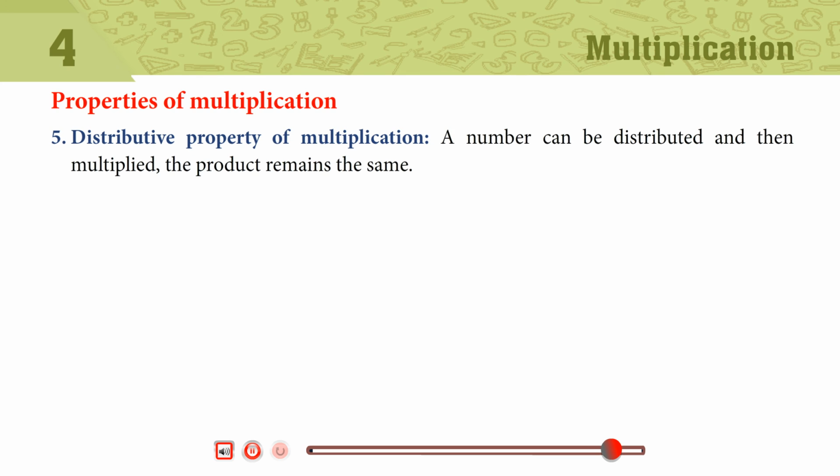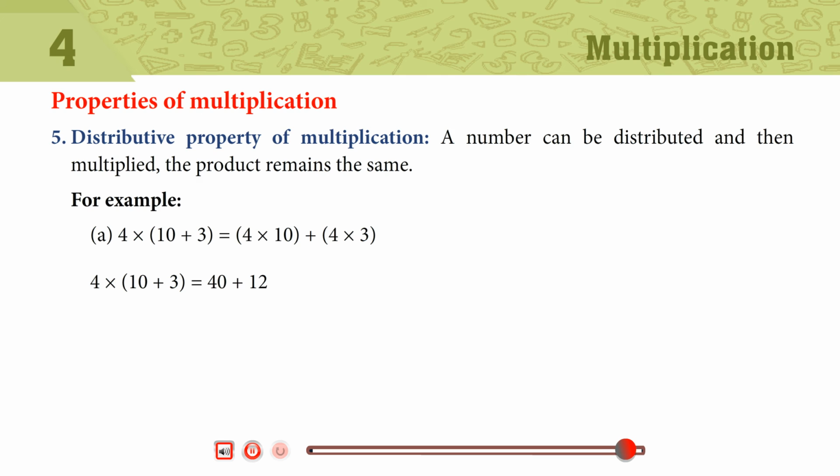5. Distributive property of multiplication. A number can be distributed and then multiplied. The product remains the same. For example, 4 into (10 plus 3) is equal to 4 into 10 plus 4 into 3. 4 into (10 plus 3) is equal to 40 plus 12. 4 into 13 is equal to 52, is equal to 52. Therefore, the result is the same.